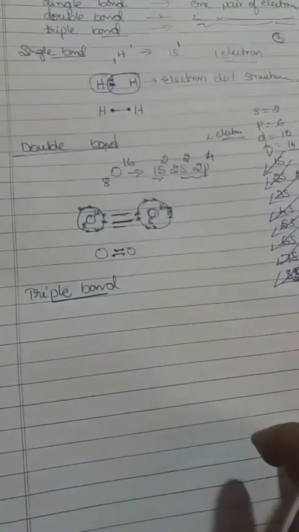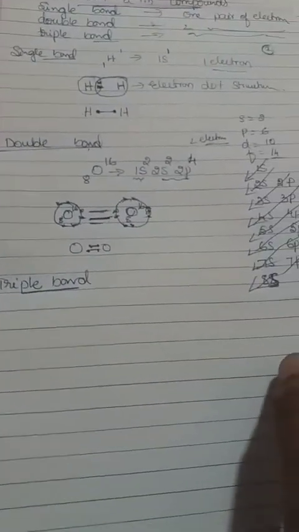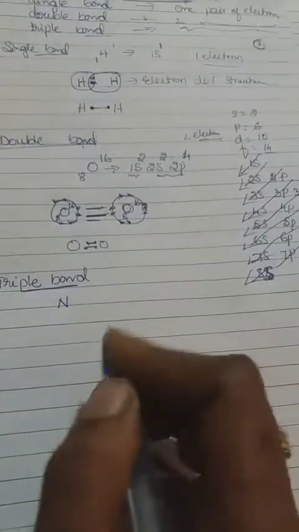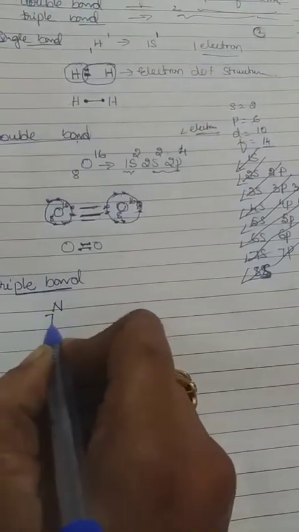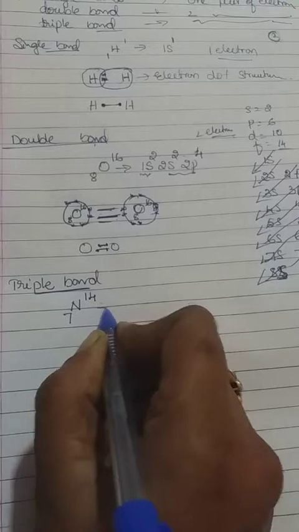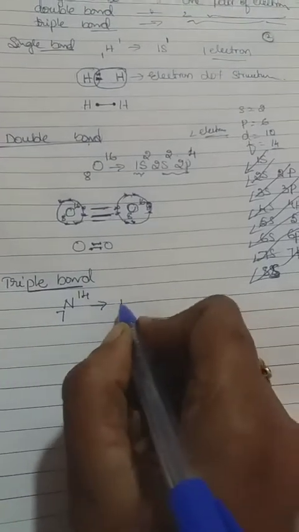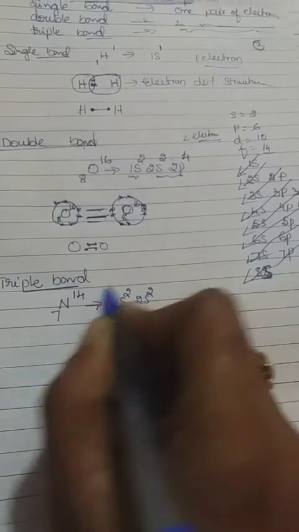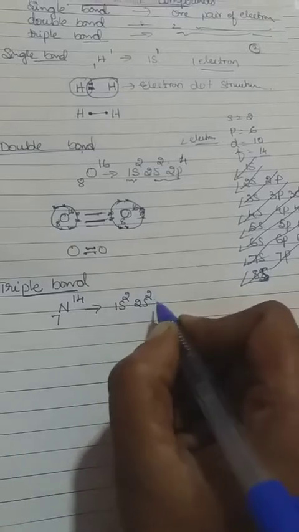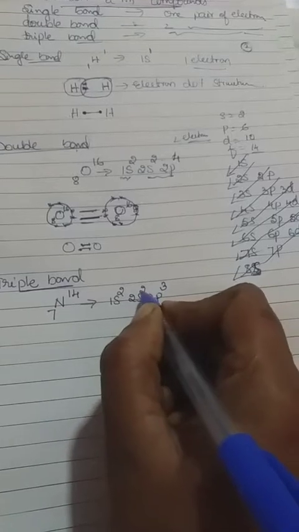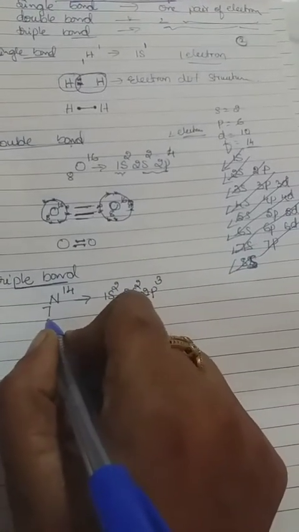Triple bond, as I told you already, means the sharing of three pairs of electrons. Let us take an example of nitrogen. Nitrogen's atomic number, you know, is 7 and the mass number is 14. If we write the electronic configuration for nitrogen, it is 1s2, then 2s2, and 2 plus 2 is 4, remaining only 3 to make it equal to 7. So 2p3, because 3 plus 2 is 5, 5 plus 2 is 7. That should be equal to the atomic number.